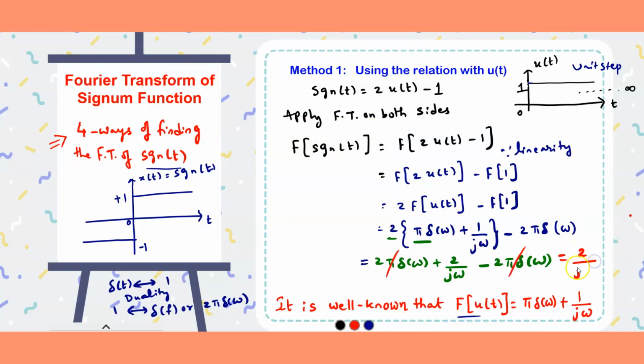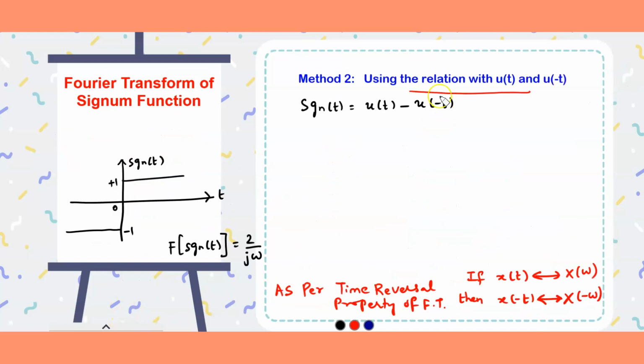And you are left with 2 by j omega, and therefore you can write the formula here. So the Fourier transform of the signum function is equal to 2 by j omega. This is one method. Similarly we will see another few methods.